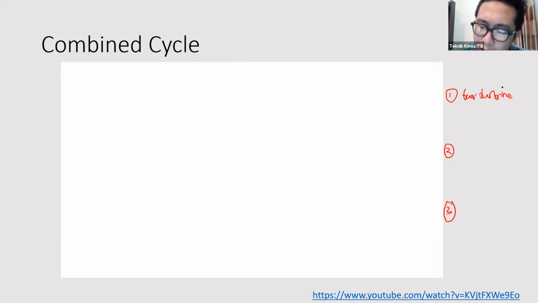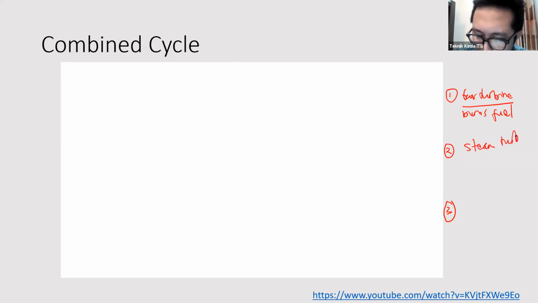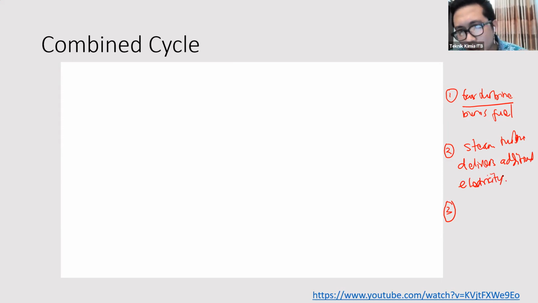Okay. The second one is... the gas turbine burns the fuels in order to produce the electricity. What is the second one? The second way to produce the electricity using the combined cycle system. If I'm not mistaken, the steam turbine? Yes, the steam turbine. The steam turbine will actually deliver the additional electricity. The steam turbine sends the energy to the generator, where it is converted into the additional electricity. So what is the last one?